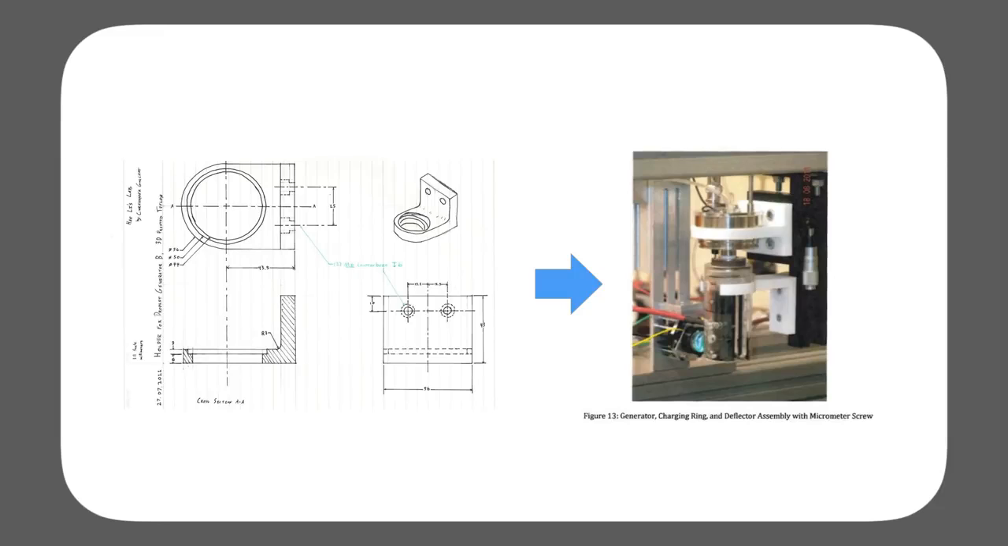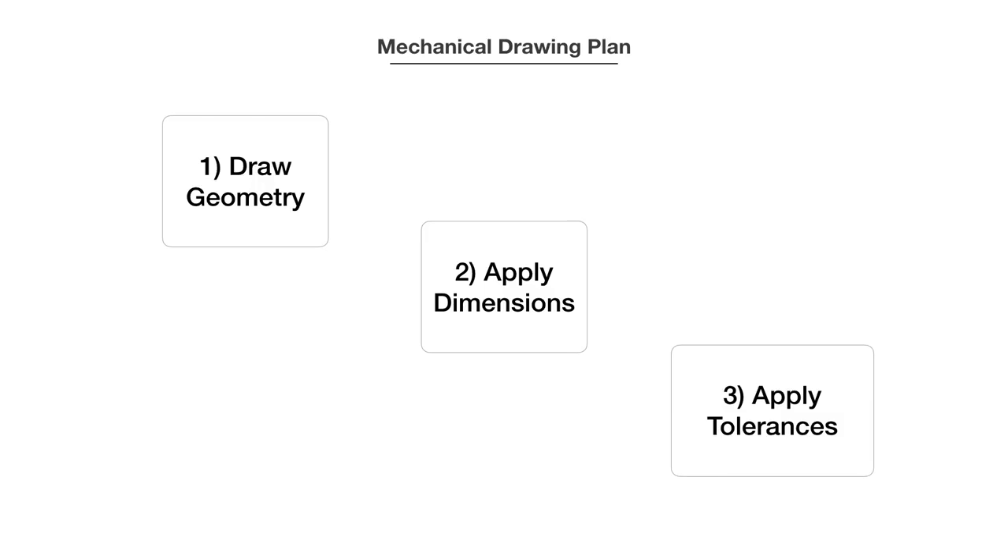So the goal of this video is to give you the ability to make drawings just like this that are descriptive and conform to industry standards. Let's go do it. Here's our plan for making the drawing. First, we're going to draw a geometry that captures the shape of the object. Second, we're going to apply dimensions to that geometry to describe the size of those different shapes. And last, we're going to apply tolerances and check that our drawing is correct and complete.